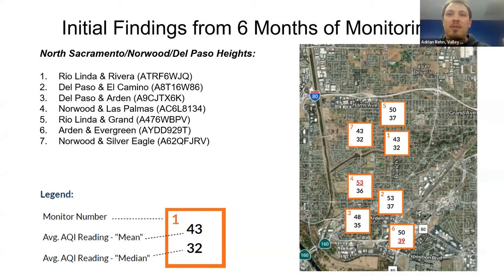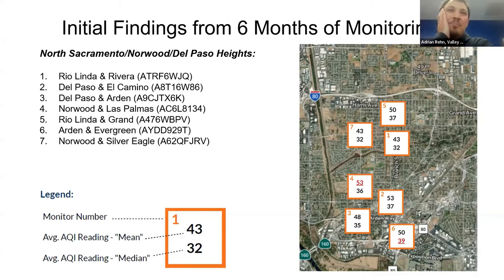So you'll see the highest readings were monitor number 4 for the mean, and monitor number 6 for the median. Monitor number 4 is located at the corner of Norwood and Las Palmas, actually on top of a taqueria. I got a burrito there when I deployed that monitor.